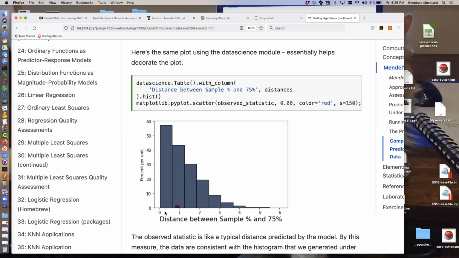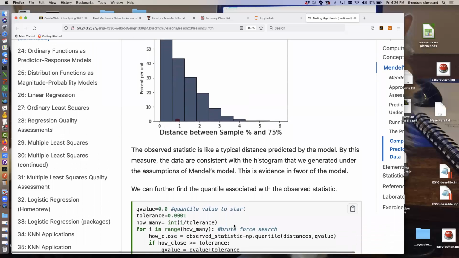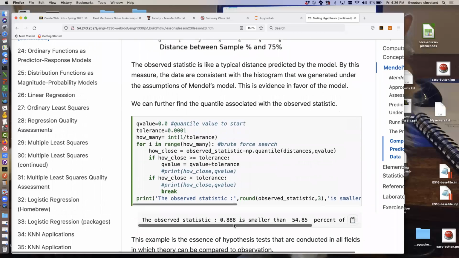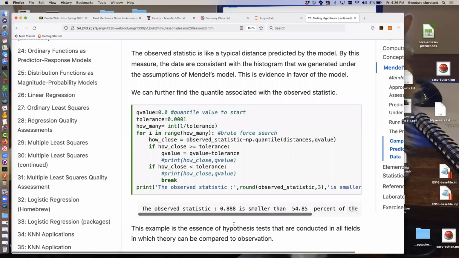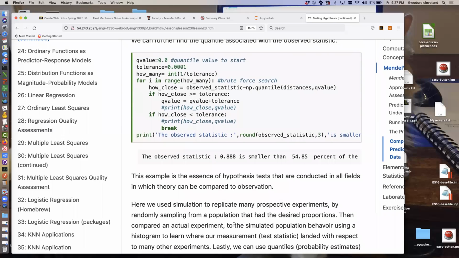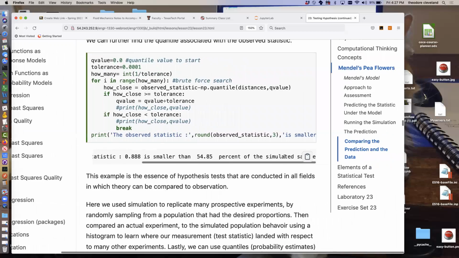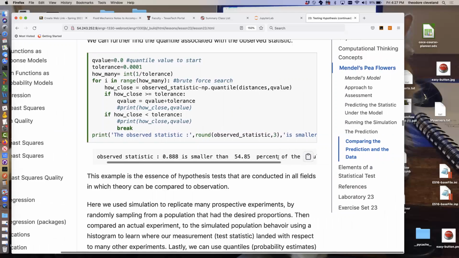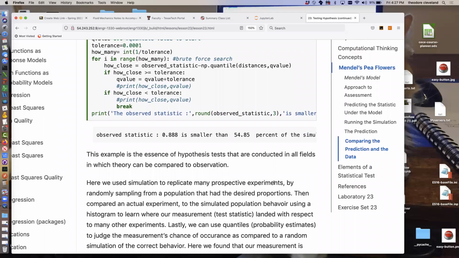So we actually can put markers on a histogram if we want. We could put a 25th percentile marker. We've got the 50th percentile and so forth. Okay, we can further find quantiles associated with a particular observed statistic. So if we got a measurement of 0.888, we'd find out that that is smaller than 54.85% of the simulated, I think it's sample.